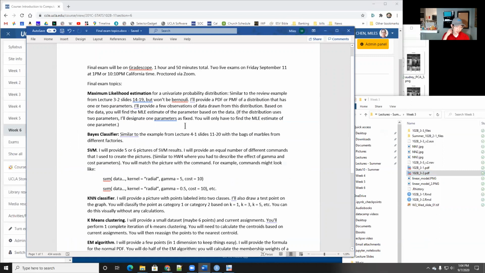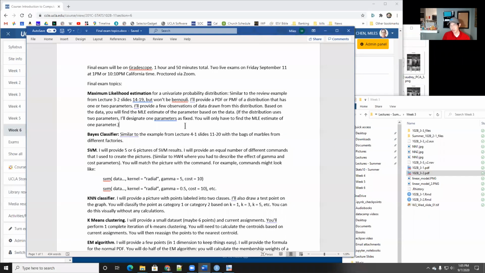I'll give you either a PDF or a PMF. The PDF or PMF will rely on 1 or 2 parameters, and I'll provide some values that are drawn from this distribution, and based on that data, you'll find the maximum likelihood estimate of the parameter. To keep things simple, if the distribution uses 2 parameters, I will say one of the parameters is fixed, and then you'll only have to find the MLE of 1 parameter.